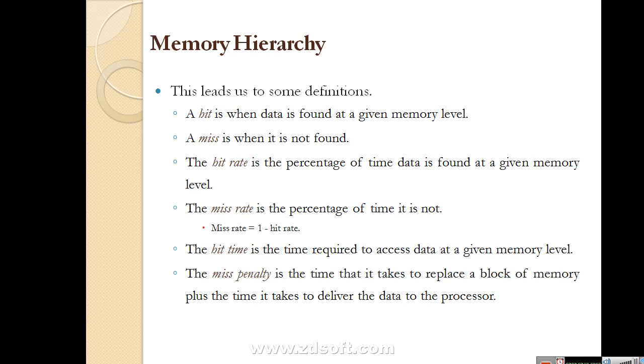This leads us to some definitions. A hit is when data is found at a given memory level. A miss is when it is not found. The hit rate is the percentage of time data is found at a given memory level. The miss rate is the percentage of time it is not, and usually miss rate is equal to 1 minus hit rate. It is an important formula and it needs to be remembered. The hit time is the time required to access data at a given memory level. The miss penalty is the time that it takes to replace a block of memory plus the time it takes to deliver the data to the processor.